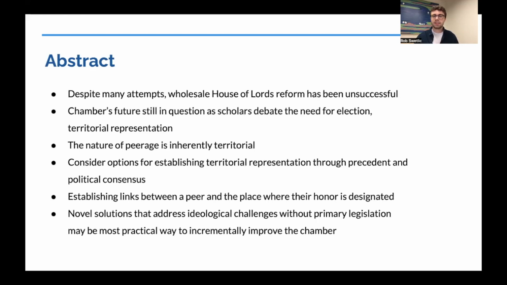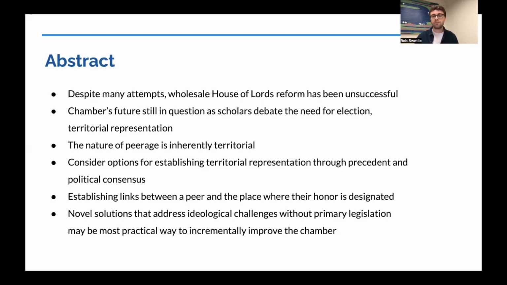Despite many successive governments expressing interest in enacting wholesale reform of the House of Lords, only incremental alteration has been successfully implemented. Yet, the Chamber's future is still in question as scholars and policymakers debate the need for election and the question of whether or not territorial representation needs to be enshrined in the Chamber. However, such debates often overlook the historical link between peerages and place and fail to consider how these links could be modernized to create a contemporary form of territorial representation.